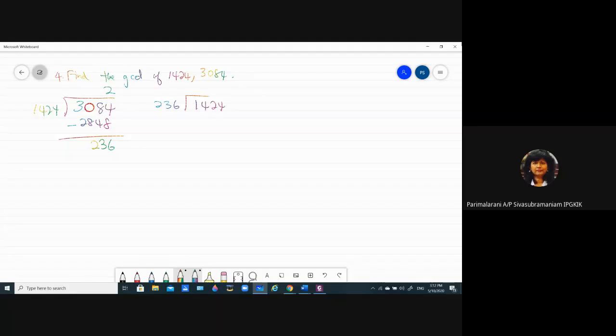So now the last divisor was 1424, divided by the remainder 236. So 236 can enter 1424 6 times. This will give us 1416. You minus that and you get a remainder of 8. Now the last divisor 236 divided by the remainder 8. 8 can go into 236 29 times. This will give you 232. That gives us a remainder of 4.